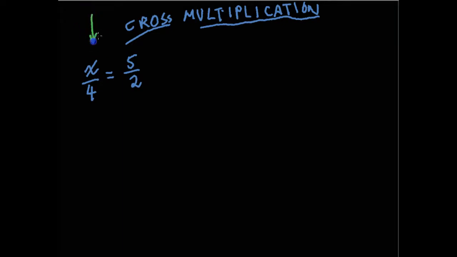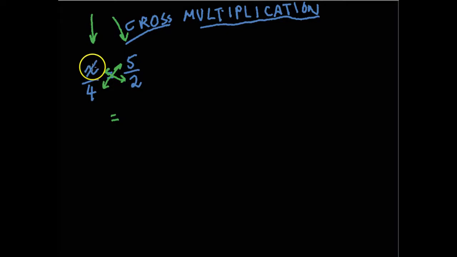It works where there's a fraction, x over 4, equal to another fraction. So a fraction on one side, a fraction on the other side. That's the only time when you're going to use cross multiplication. Now, as I mentioned previously, the way that cross multiplication works is you can move anything you like as long as you move it along these diagonal arrows.